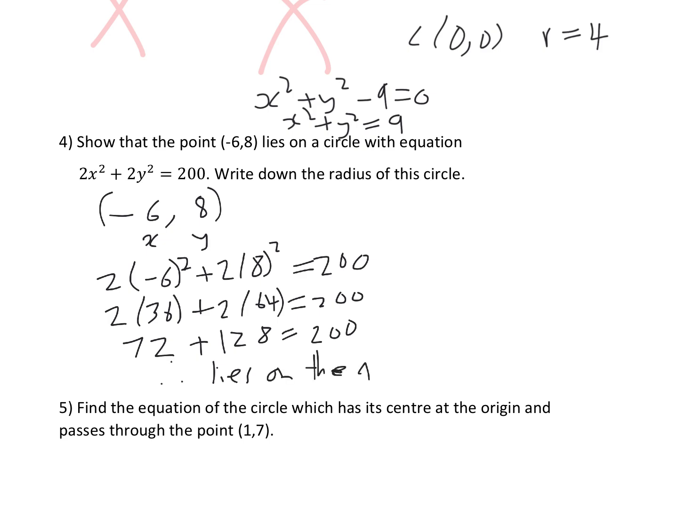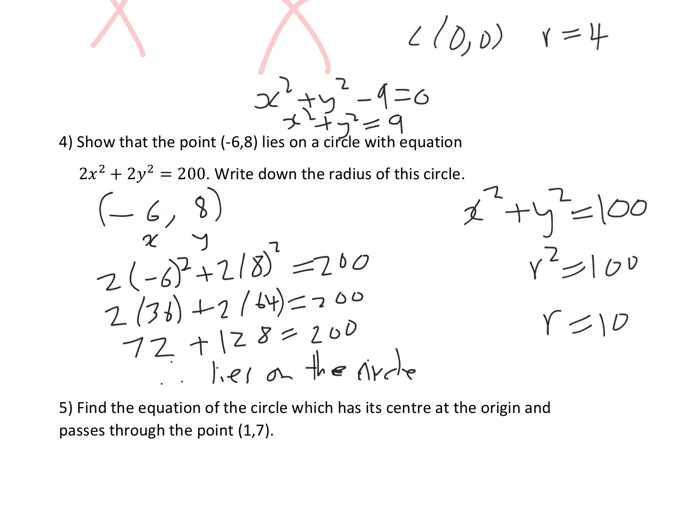the circle. Pardon the quality of the writing there. We have to write down the radius of the circle. So what we need to do is just, first of all, make that into the equation of a circle by halving it, which would be x squared plus y squared equals 100. The right-hand side is the radius squared, so the radius squared is 100. So the radius of that circle would be the square root of 100, which is 10.